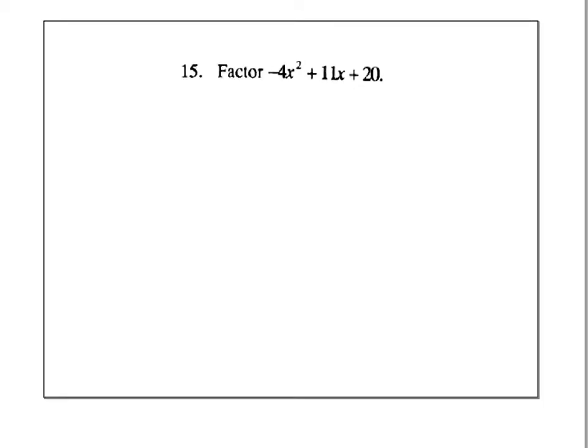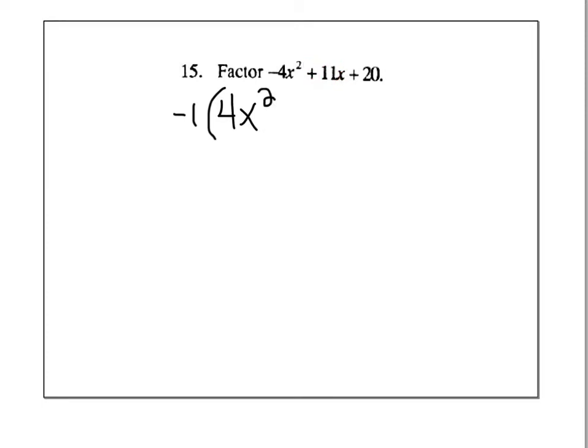15, again, we're factoring. This time, I see that I have a negative in my leading coefficient, my a value. Well, I'm not allowed to have that. So I know that when I take out a GCF, if there is one, it has to be a negative. And if there's not one, I have to divide everything by a negative to make that a value a positive. Well, 4, 11, and 20 have nothing in common, so all I'm taking out is a negative 1 and writing what's left. Well, negative 4x squared divided by negative 1 is a positive 4x squared.